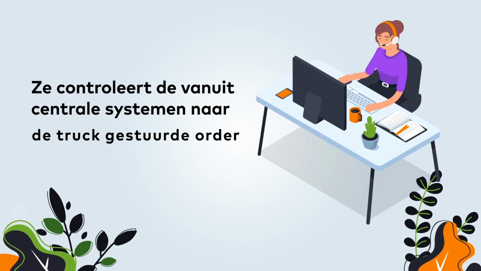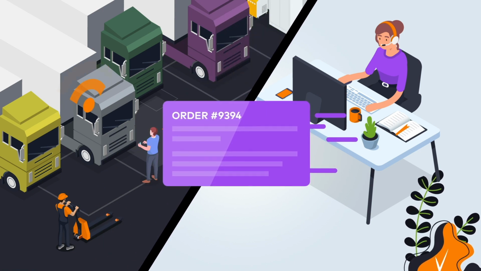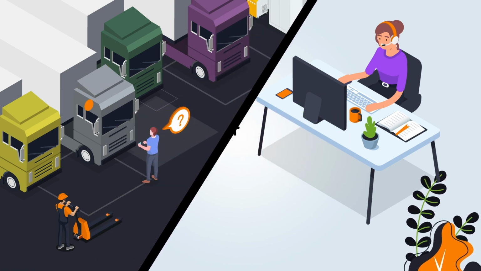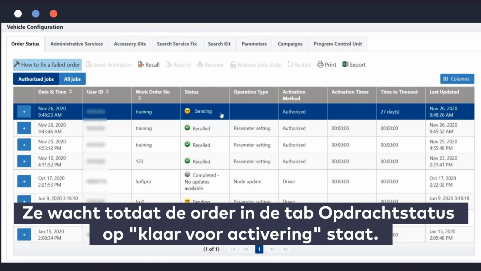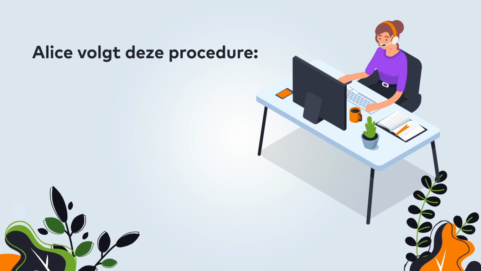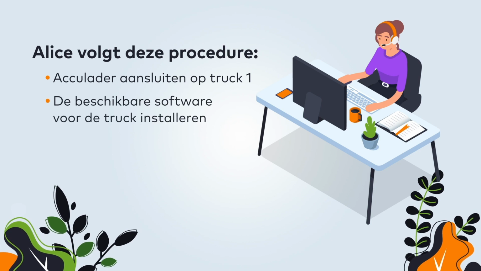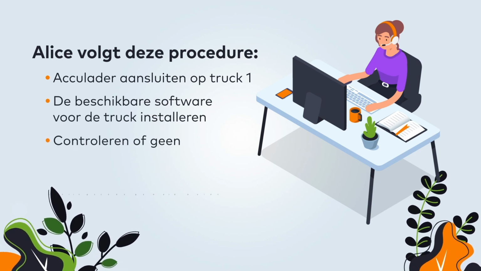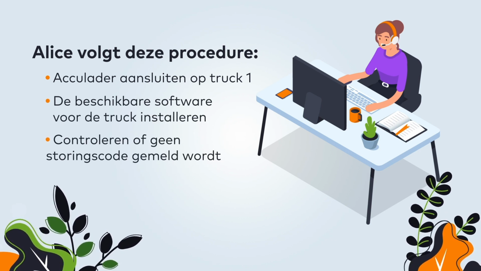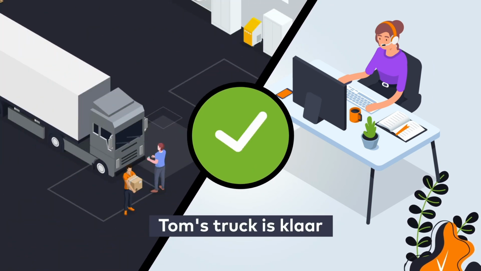She checks the sent order from Central Systems to the truck. She waits until the order is set in ready for activation mode. Alice follows this process. Connect battery charger to truck. Install the available software for the truck. Check if no fault code remained. Then Tom's truck is ready.